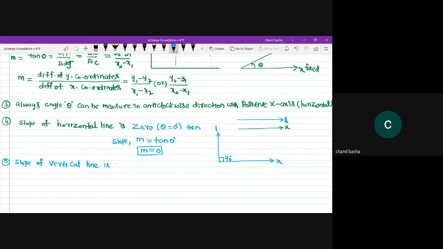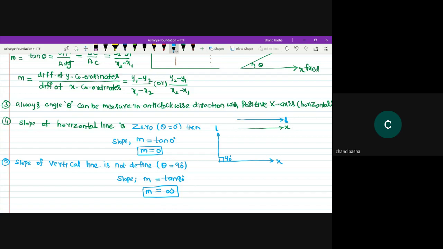Can I write not defined? Yes, sir. Not defined is the exact term. Very good. It is not defined. Why? Because your theta value is 90 degrees, guys. And what is the slope of this perpendicular line? I can take it as tan theta, meaning tan 90 degrees, so you can write infinity or undefined or anything divided by 0.